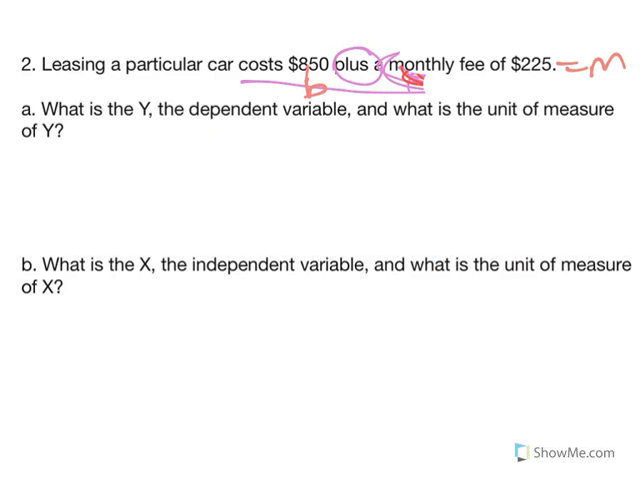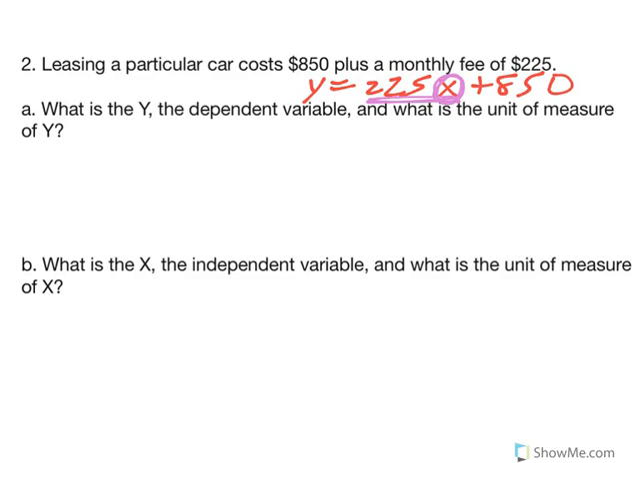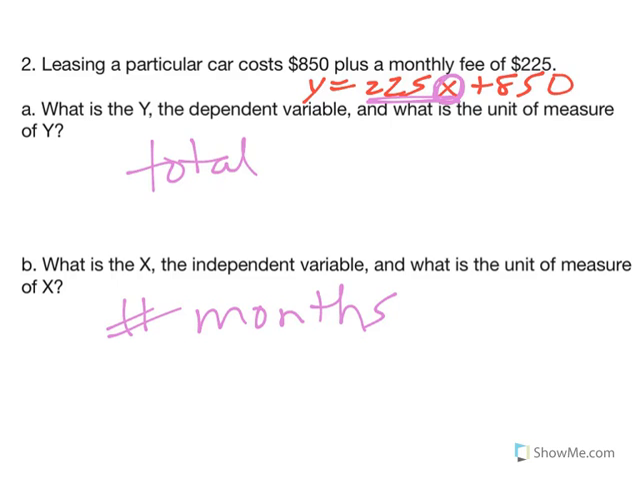So I'm going to go back now and think about cleaning up this problem here. I have y equals 225x plus 850. And I know that I'm paying 225 per month. So x is the number of months that I'm leasing this car, because for every month I owe $225. And the dependent variable would be the total cost of leasing.